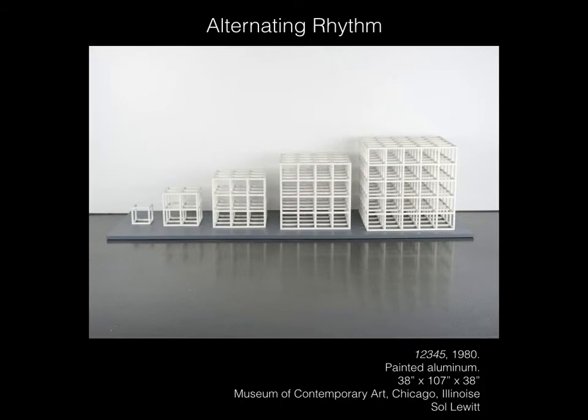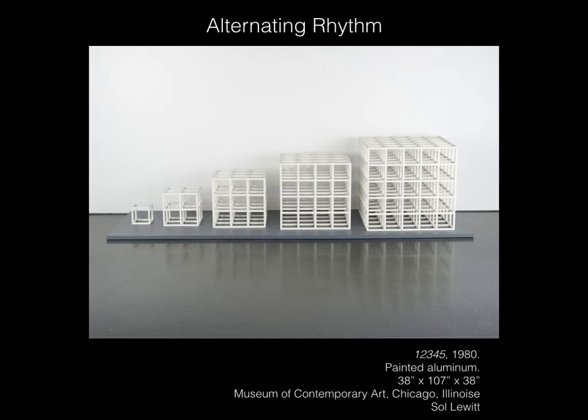This is also another example of alternating rhythm. So this is a piece by Sol LeWitt called 1, 2, 3, 4, 5. And in it we can see that there's 1 cube on the left, and as we move to the right there's a much larger cube with 5 cubes across the side.